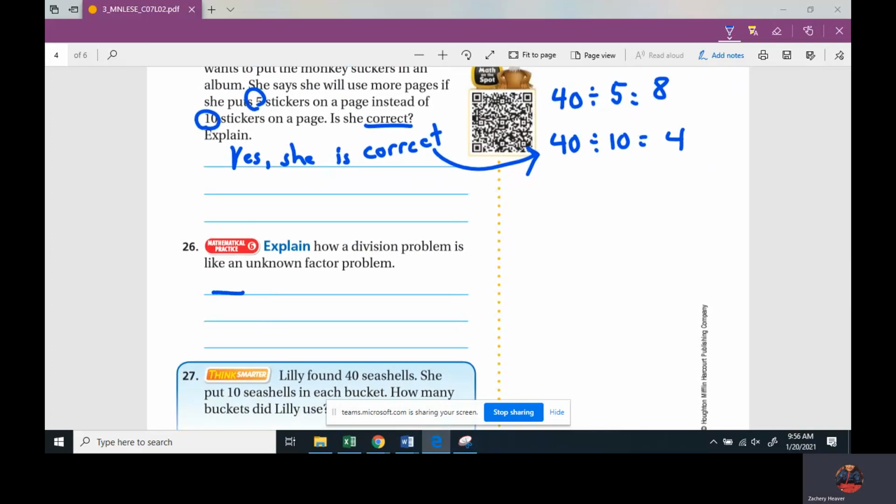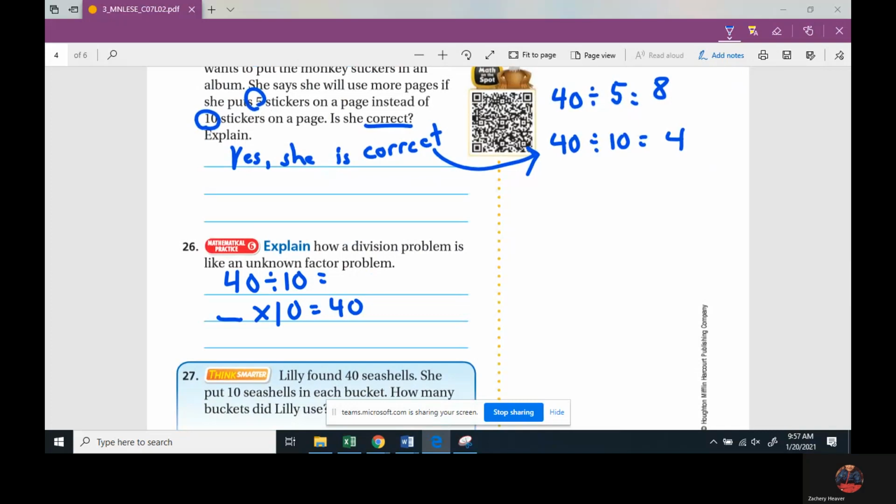We have blank times 10 equals 40. How is this? Actually, let me do that. I messed up. Erase. Quick. 40 divided by 10 equals what? Well, don't answer that yet, because that is the same thing as saying what times 10 equals 40.